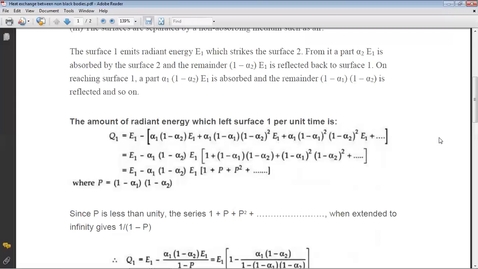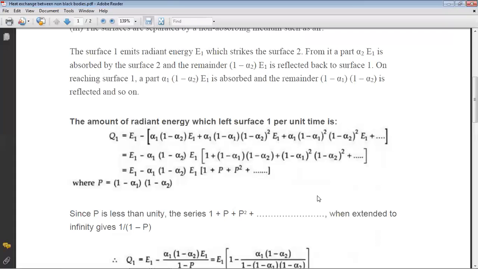Now out of this, we have a format of 1 plus p square plus p cube so on. Corresponding to this series, we have 1 divided by 1 minus p. So if you expand this, you will have the terms like 1 plus p square plus p cube so on.